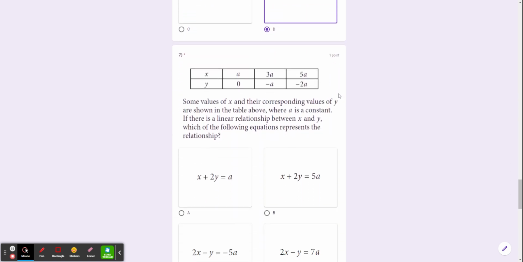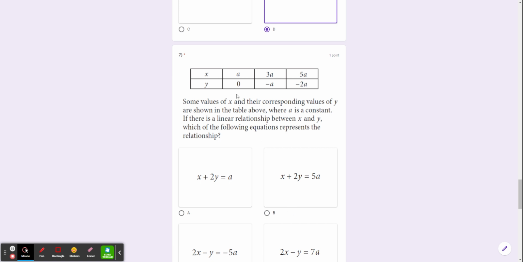We got this one. Some values of x and their corresponding values of y are shown in the table above, where a is a constant. If there is a linear relationship between x and y, which of the following equations represents that relationship? So let's see here. The easiest way to do this is actually to take my xy pairs and plug them into the equations to see which one generates a true equation.